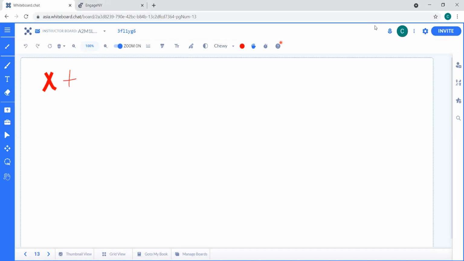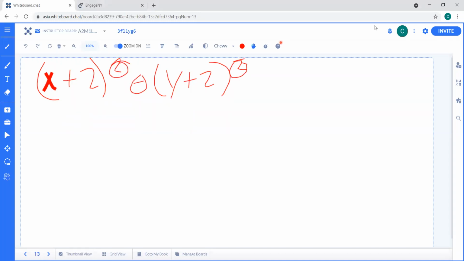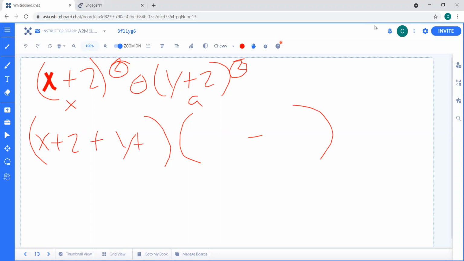Okay. x plus 2 squared minus y plus 2 squared. Okay, now we got the difference of two squares. We see that. So we're going to have conjugates. So one's going to be plus and one's going to be minus. This is kind of like our x. This is kind of like our a. So x plus 2 plus y plus 2.